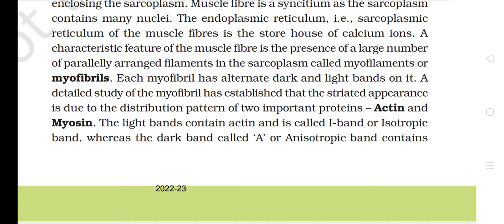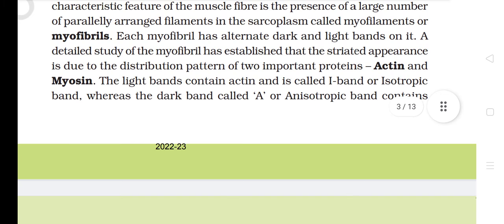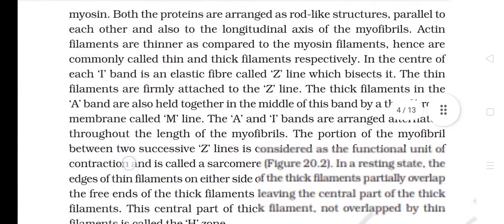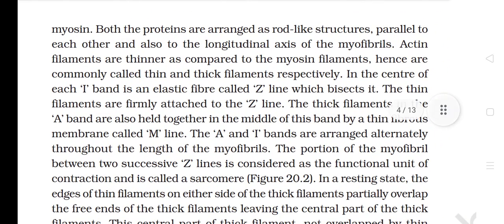Each myofibril has alternate dark and light bands on it. A detailed study of the myofibril has established that the striated appearance is due to the distribution pattern of two important proteins, actin and myosin. The light bands contain actin and are called I band or isotropic band, whereas the dark band, called A or anisotropic band, contains myosin. Both the proteins are arranged as rod-like structures parallel to each other and also to the longitudinal axis of the myofibrils. Actin filaments are thinner as compared to the myosin filaments, hence are commonly called thin and thick filaments respectively.